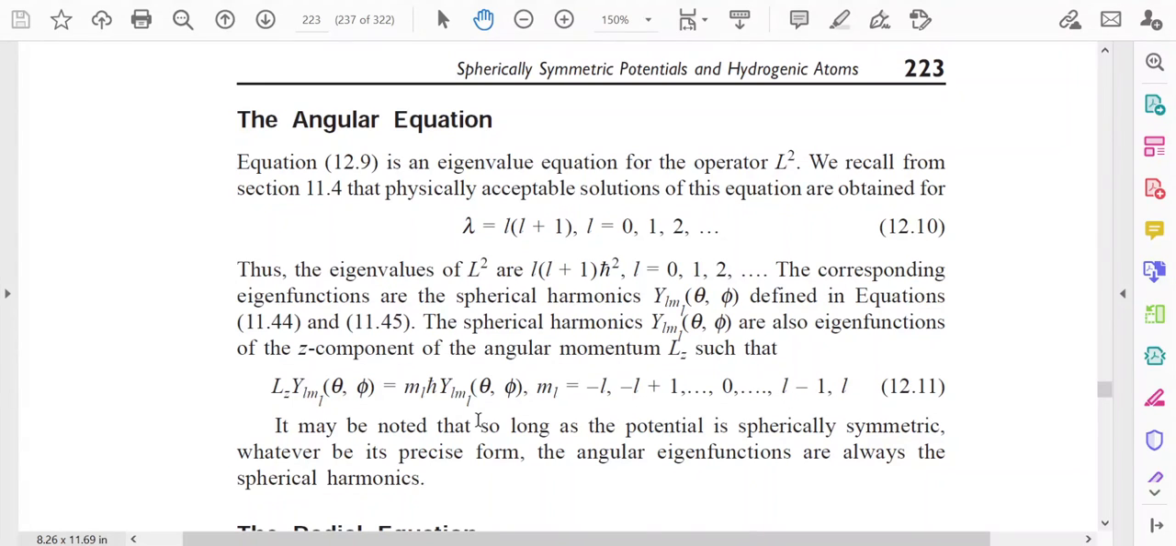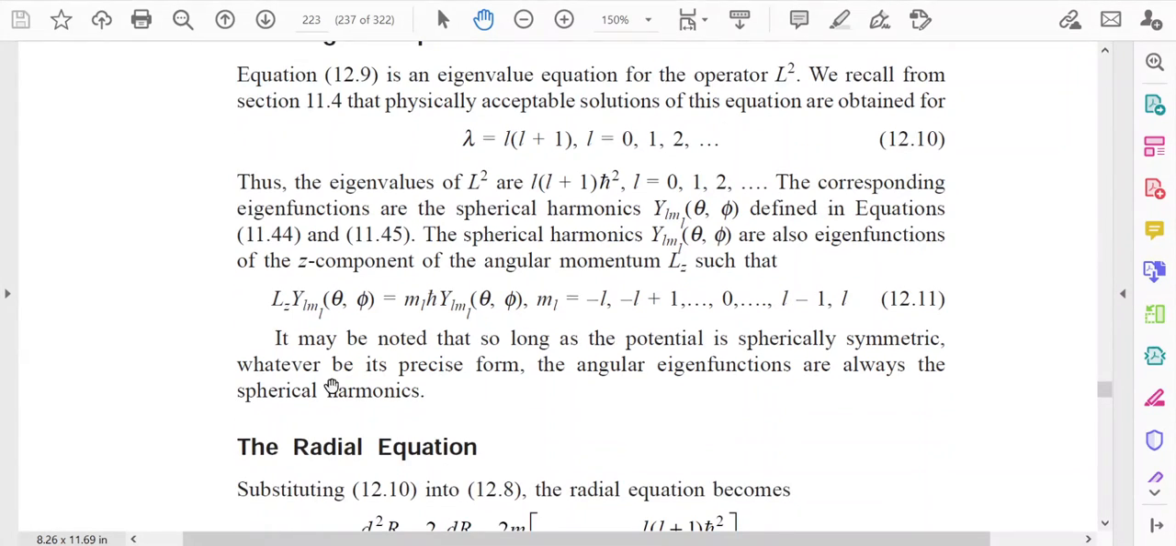So this is ml. And it may be noted that so long as the potential is spherically symmetric, whatever be its precise form, the angular eigenfunctions are always the spherical harmonics. This we have to note carefully.